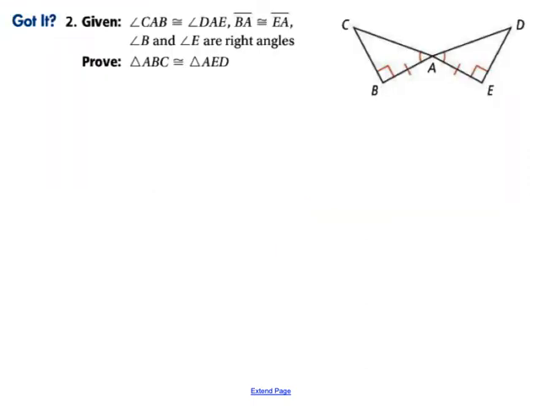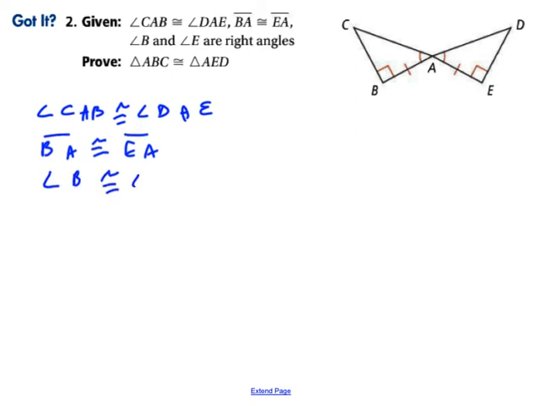How about this one? It says angle CAB is congruent to angle DAE, so that's this one right here. Side BA is congruent to side EA, and angle B and angle E are both right angles. So we want to prove the triangles are congruent. Well, this is just a matter of writing down all of our given statements. Angle CAB is congruent to angle DAE. Segment BA is congruent to segment EA, and angle B is congruent to angle E.